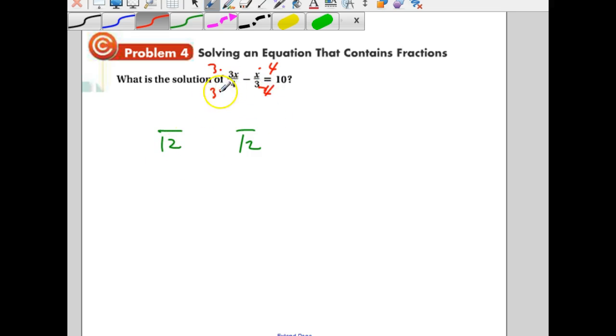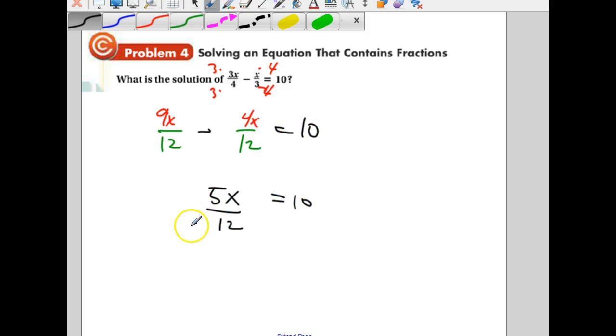So get 12 on the bottom, and on the top you're going to get 9x. You get 12 on the bottom here, but on the top you're going to get 4x. There's subtraction in between them, so we're still going to subtract. 9x minus 4x is going to be 5x over 12. This side of the equation is still 10. We didn't do anything to it yet.